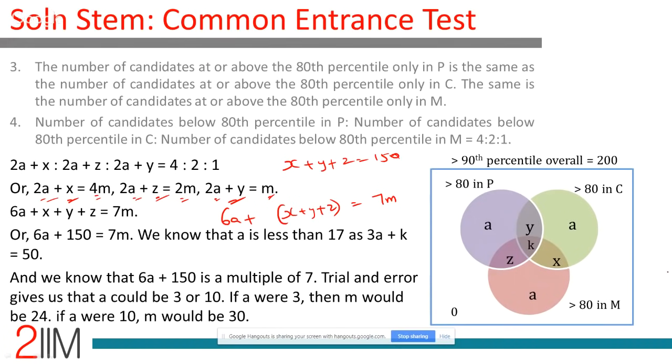Wonderful. This is a fabulous equation because now I'm dealing only with two variables. x plus y plus z is 150, so we know that 150 plus 6a is 7m. 150 plus 6a equals 7m. We are home and dry. Using just this, we can figure out everything else in this question.